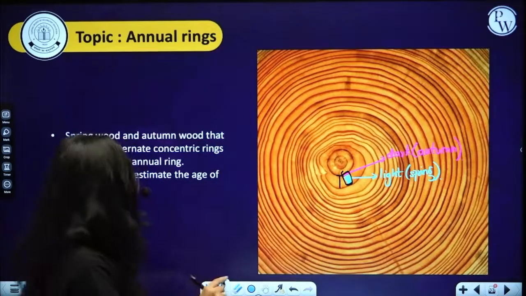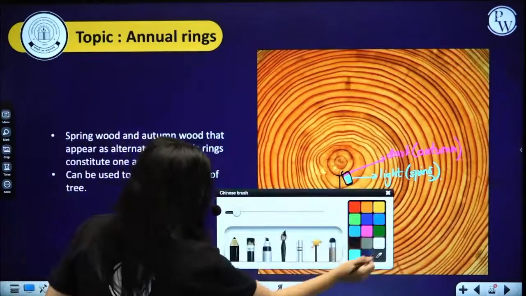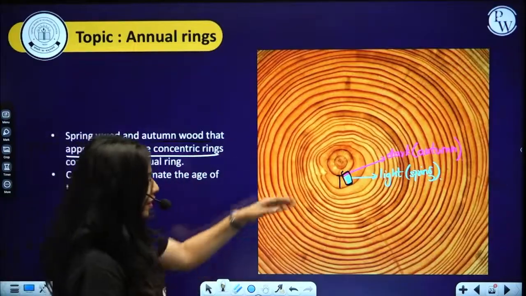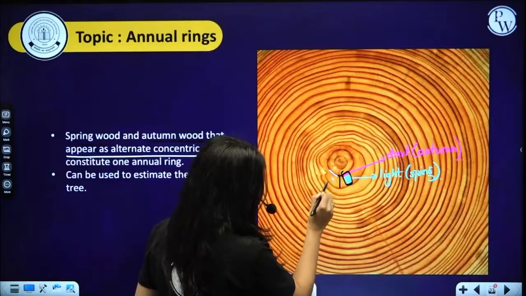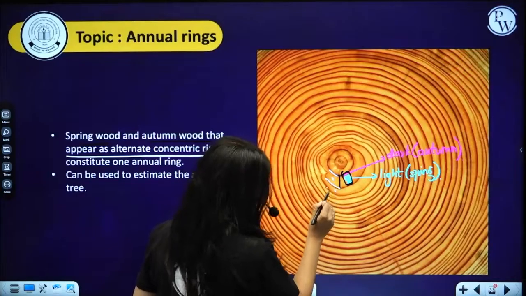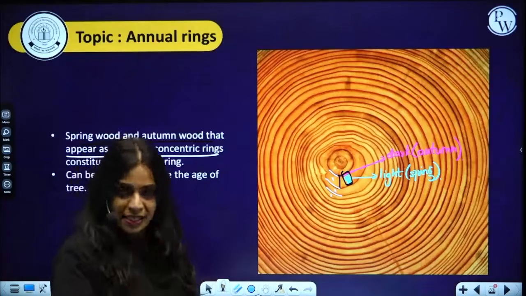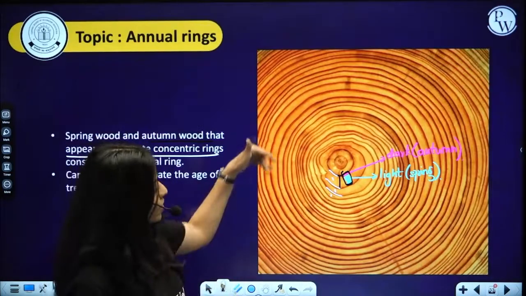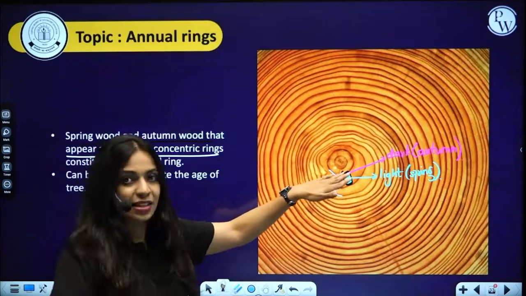Okay, so spring wood and autumn wood appear as alternate concentric rings. You can see how it alternates. First you have a dark autumn wood, then you have light spring wood, then you have dark autumn wood, light spring wood, dark autumn wood, light spring wood. So that alternates season after season. In a year you can find two rings. It is because they are so distinct with respect to their color and density, you can see them as rings.